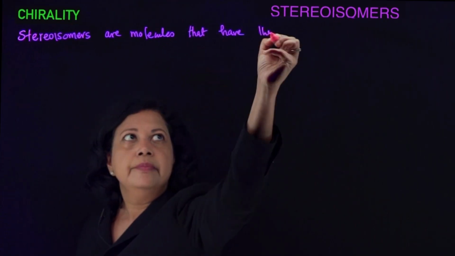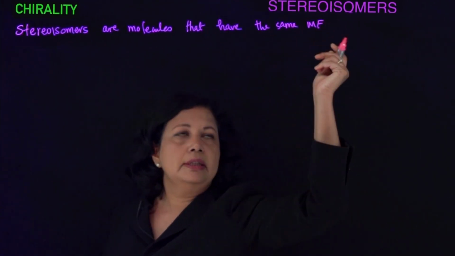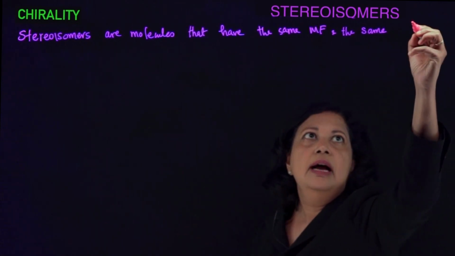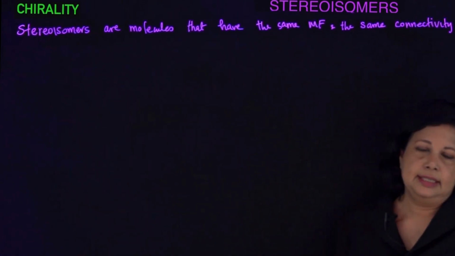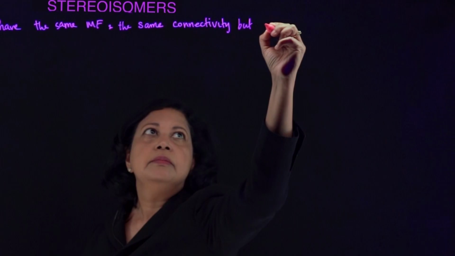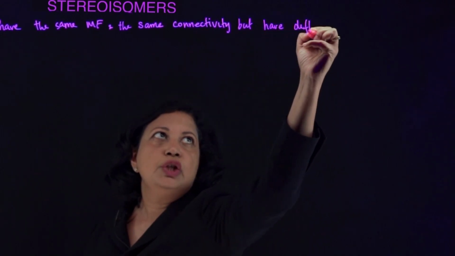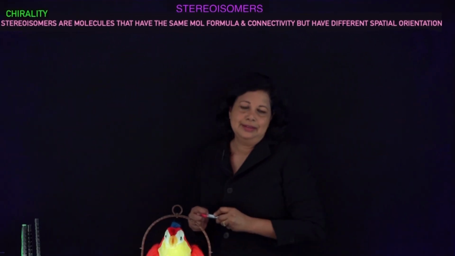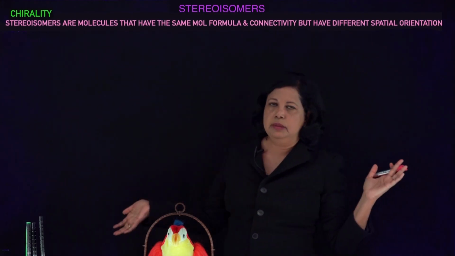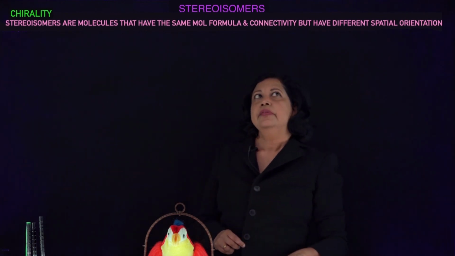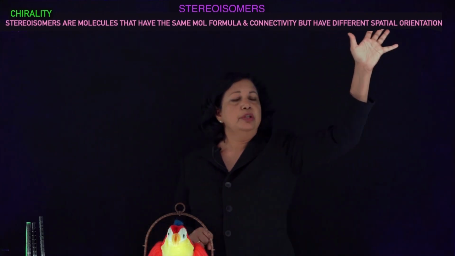Stereoisomers are molecules that have the same molecular formula. That means all the atoms are the same, and the same connectivity, that means they are not constitutional isomers. If you look at them, they look like they're the same molecule, but the spatial orientation of the atoms, or groups of atoms inside the molecule, is different. So we're going to look at some stereoisomers and some definitions here. Objects that have the same molecular formula and connectivity have different spatial orientation.